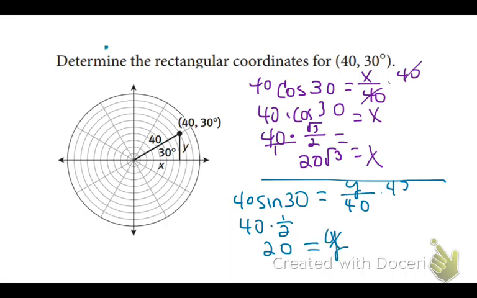So we would get 20 equals our y. So we can change our 40 radius 30 degrees theta into our x and y, which would be 20 square root of 3, comma, 20.